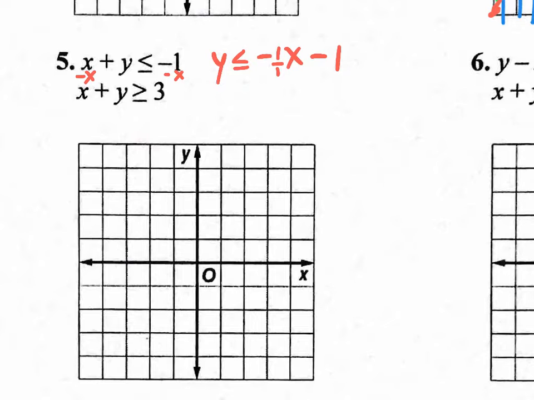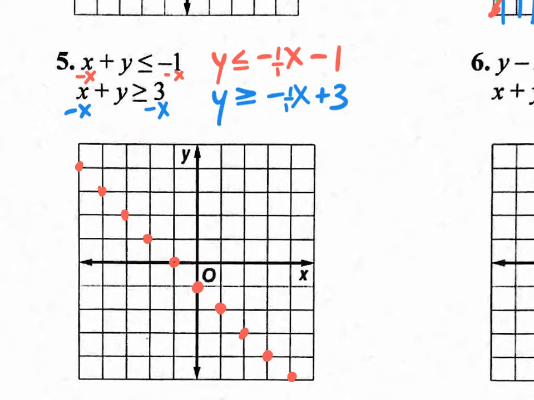The bottom equation, you're going to also subtract x, and you're going to rewrite it. It's going to be y is greater than or equal to negative x, which means negative 1 over 1x, plus 3. So let's graph the top equation in red, negative 1. That's the b value, so put a dot at negative 1. From that point, you're going to go down 1 over 1, down 1 over 1, down 1 over 1. Use that pattern backwards to go all the way across your graph.